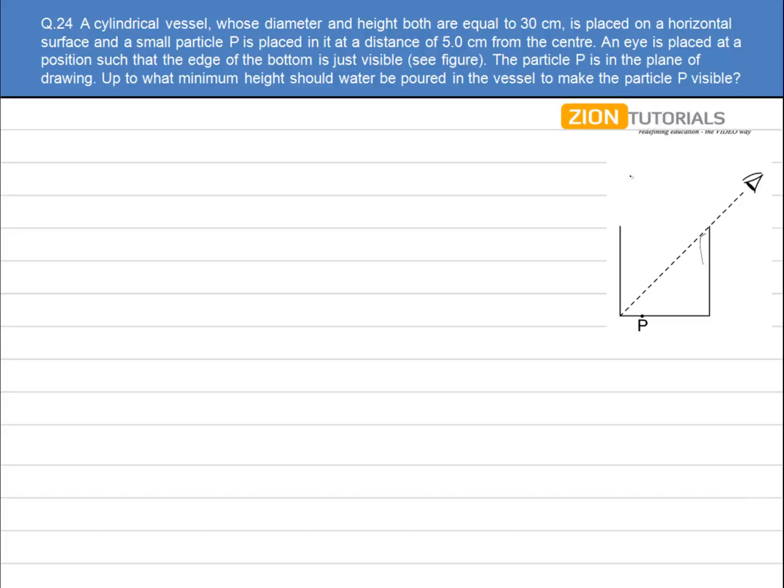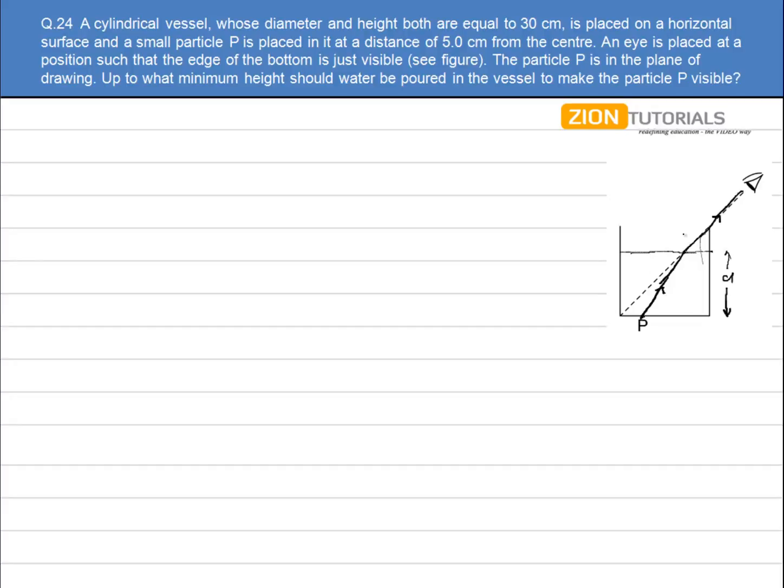Alright, now this question requires a bit of construction. Fine. Now let's say I poured the water to a height d. Alright, and I just want this particle P to be visible. So the ray should trace the path like this. That is, the rays emerging from point P should reach the eye.